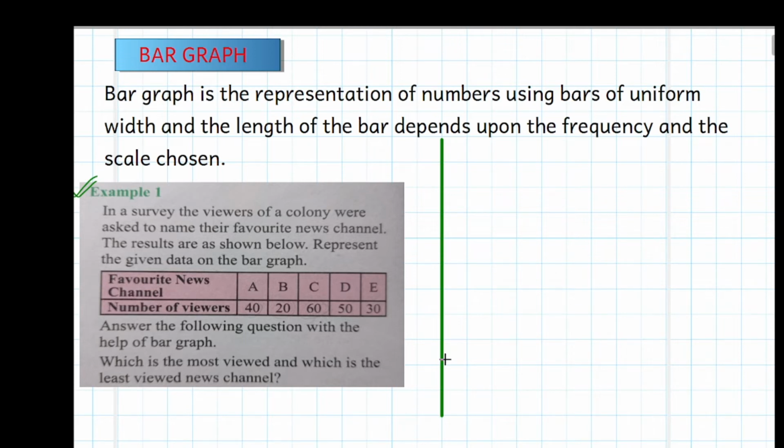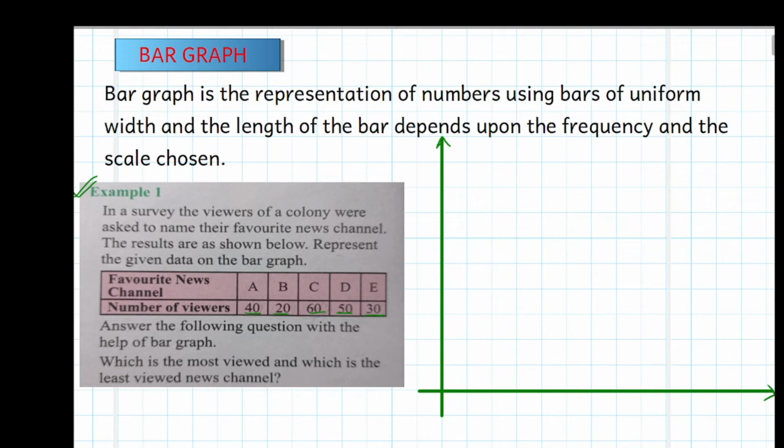This is the y-axis and this is the x-axis. Okay, this is only the rough sketch. Now see, what are the values? 40, 20, 60, 50, 30. So all the values in between, we can consider the highest is 60. So in between 0 to 60.